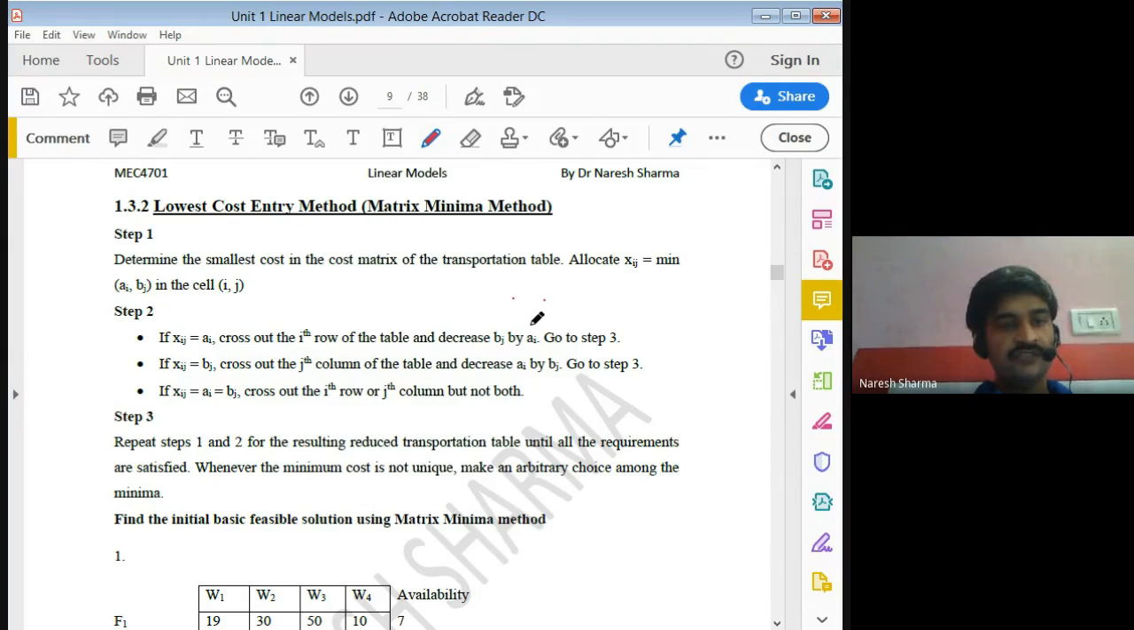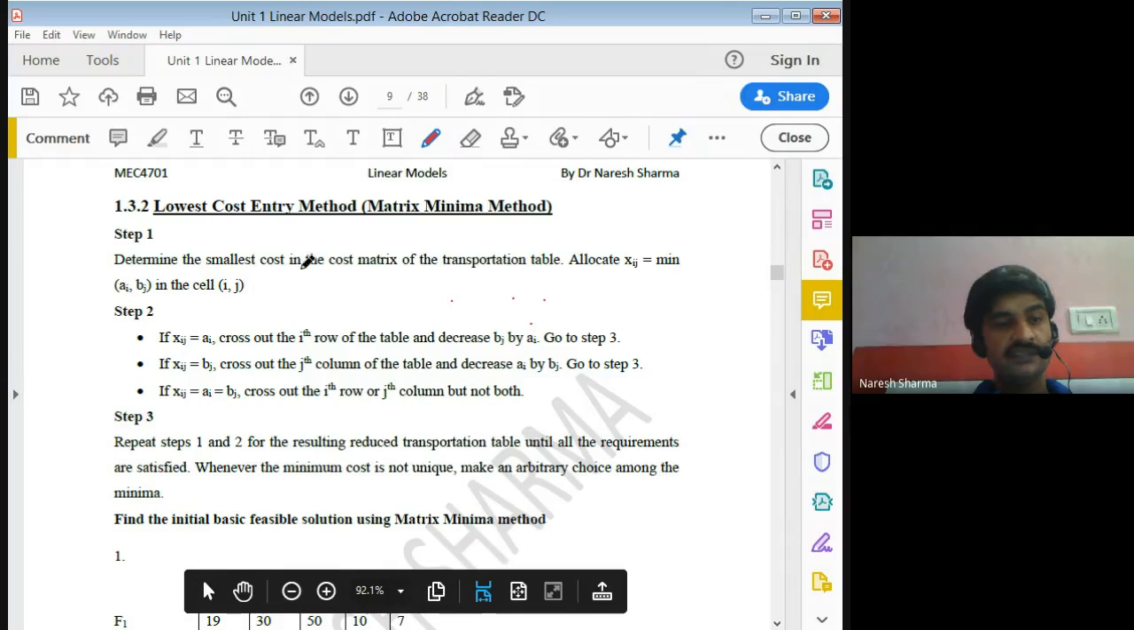So today we discuss the lowest cost entry method, also called the matrix minima method. This is used to find the initial basic feasible solution for a transportation problem. In this method, we first determine the lowest value in the complete transportation table.